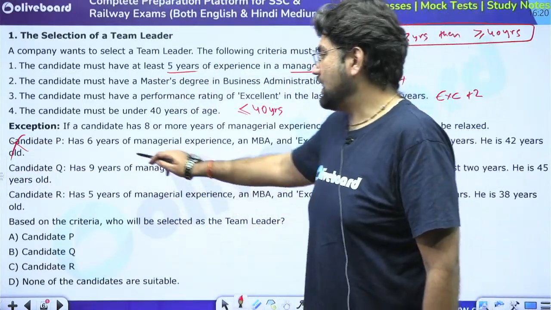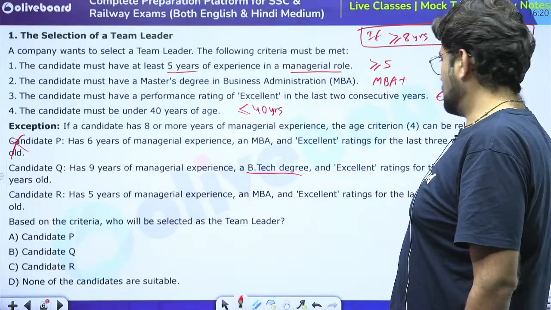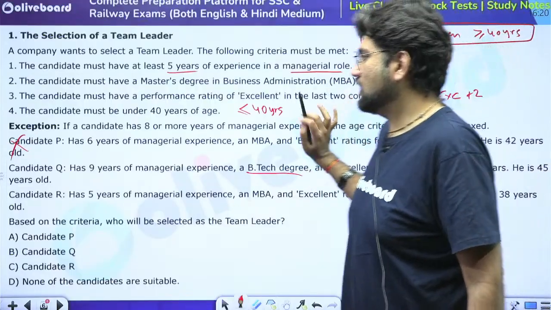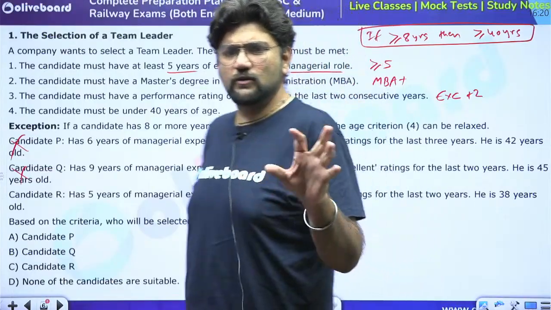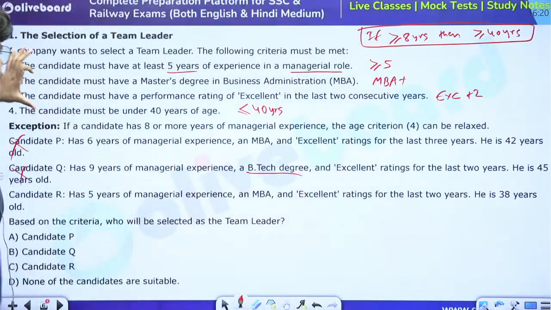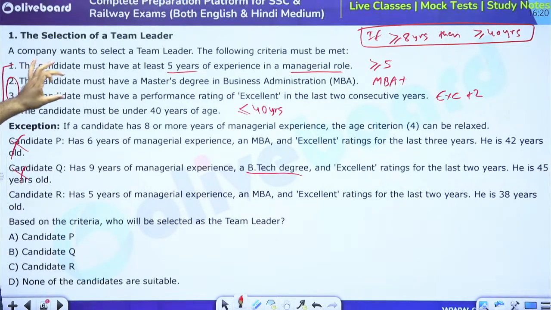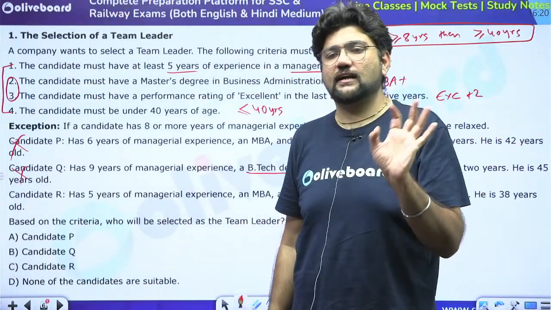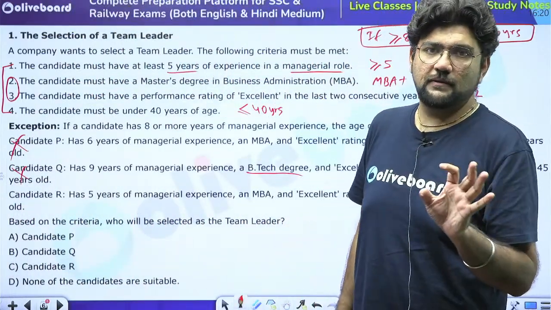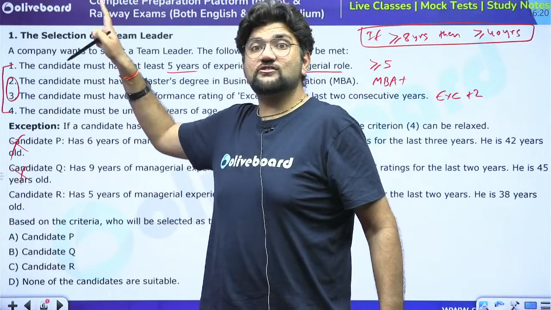Candidate Q has 9 years of managerial experience, okay, but a BTech degree, excellent rating, and he is 45. He does not have MBA. Straight away, reject him. Okay, now you will ask why? Why do we do that? See, the exception here is only between 1 and 4, not between 2 and 3. So 2 and 3 are a must have. Even if one of them is not satisfied, you will reject the candidate right away. No exception whatsoever. Exception is only there between 1 and 4. So 2 and 3 have to be strictly watched out for.